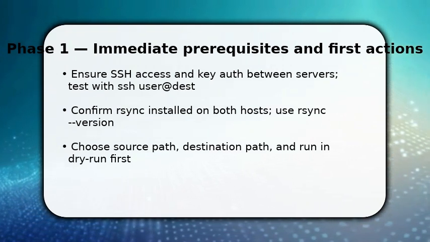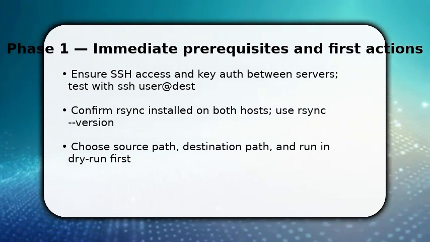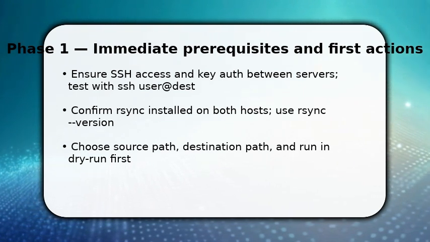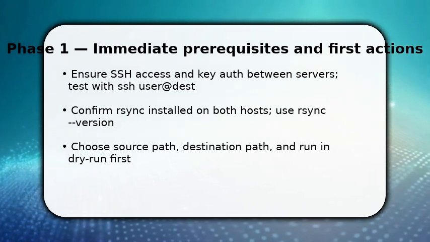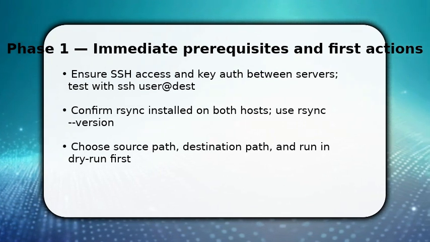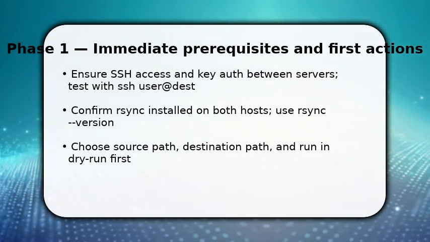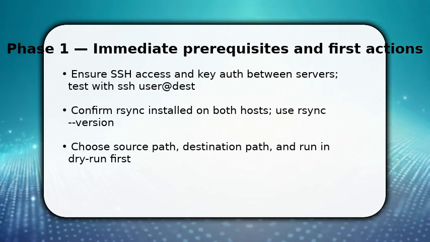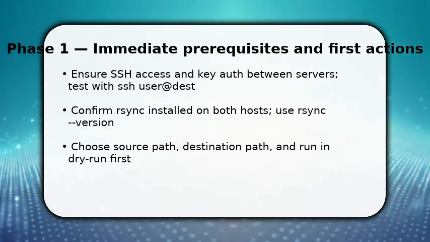Then pick the exact source path and destination path and prepare an rsync command scaffold. Run a dry run first, with --dry-run, to see changes without modifying files. This prevents surprises. Make sure to note user, host, and trailing slashes. These change behavior when syncing directories.